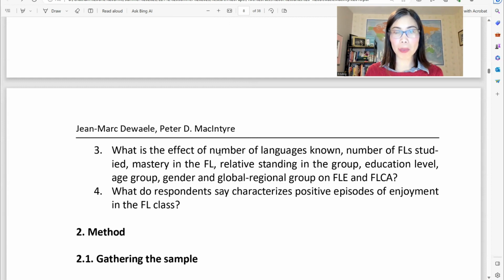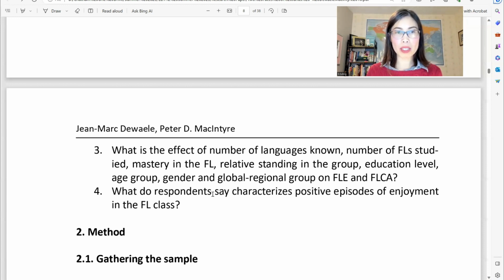What is the effect of number of languages known, number of foreign languages studied, mastery in the foreign language, relative standing in the group, education level, age group, gender, and global regional group on foreign language enjoyment and foreign language classroom anxiety? So you can see that there are a lot of variables here, but they want to see if there is a relationship between the number of languages that the participants know and their enjoyment in the classroom. Maybe if they know more languages, then they have higher enjoyment, or if they study more languages, then they also have higher anxiety or lower anxiety.